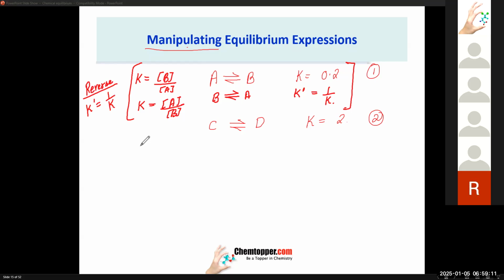So please write this down. If I multiply the equation by some coefficient, for example here, C is in equilibrium with D, and I multiply it by 2, it becomes 2C and 2D. The equilibrium constant K for C in equilibrium with D, what is it? It is the concentration of D over the concentration of C, and it has this value. What's the equilibrium constant for this new one?